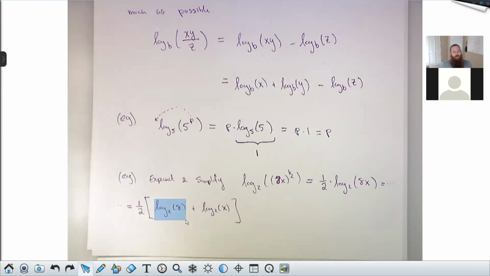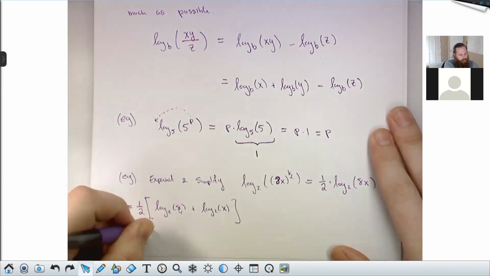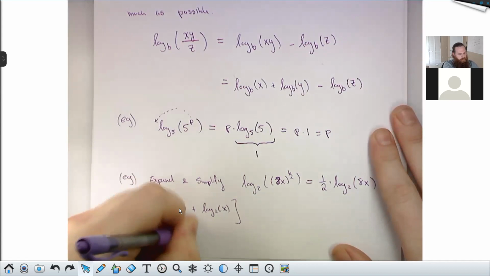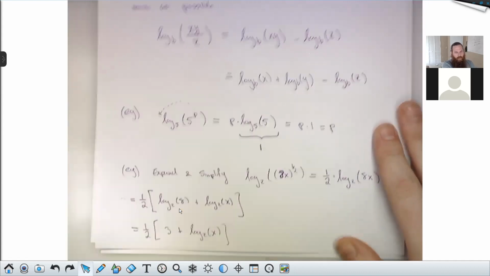What is, yeah, very good. What is the base 2 log of 8? To what power must one raise 2 in order to get 8? Yeah, perfect, 3, right? Very good. 8 is 2 cubed, so the base 2 log of 8 is 3. So this is 1/2 times bracket 3 plus the base 2 log of x.